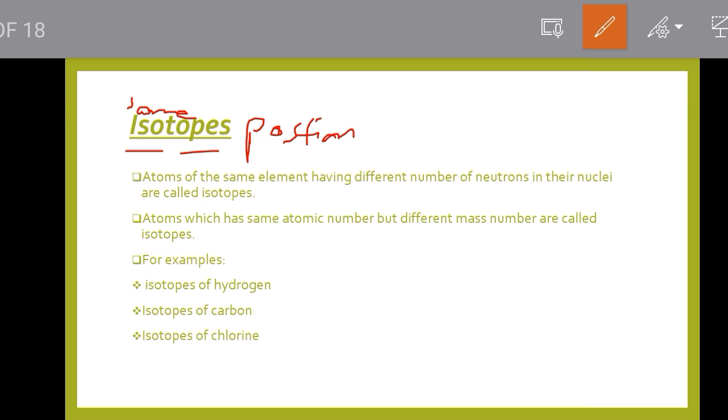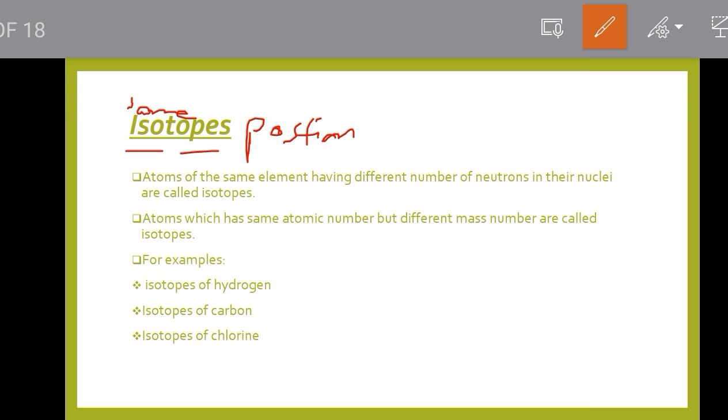They have the same surname, but their first name is different, like their personalities. In the same way, isotopes also have some similarities with some differences. In which way are they the same and in which way are they different? They are the same according to the number of protons, but they are different according to the number of neutrons.